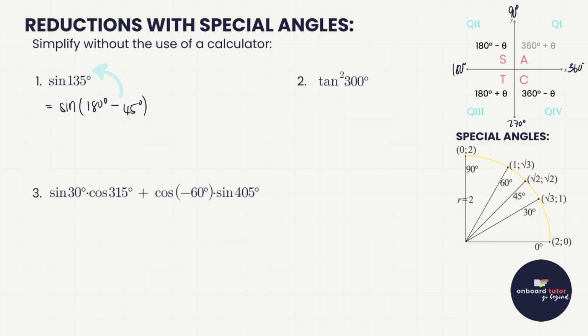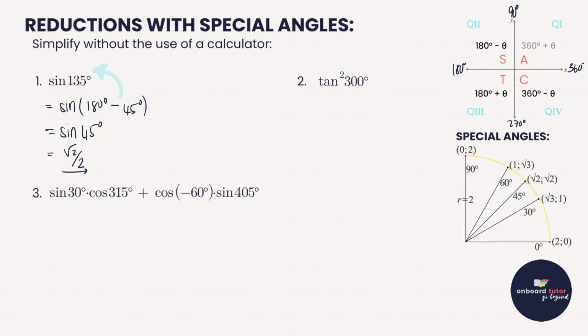And now I can say, is sine positive or negative in that 180 minus quadrant? And it is positive. So that is equal to sine of 45. And that's a special angle. Sine, we know, is y over r. So on this 45 degree line, y is root 2, r is 2. So that will be my final answer, root 2 over 2. Okay, so I just identified the quadrant.